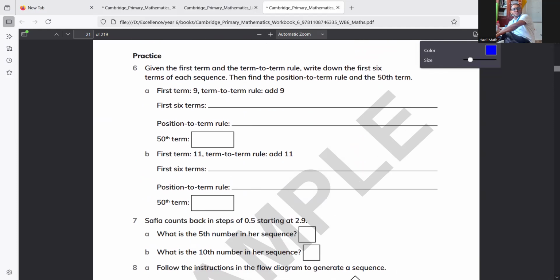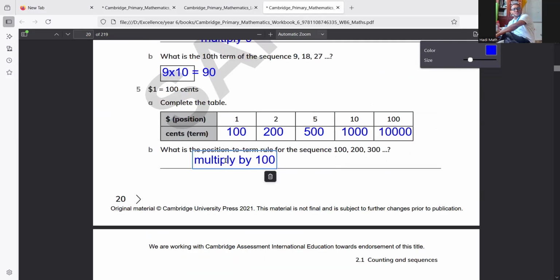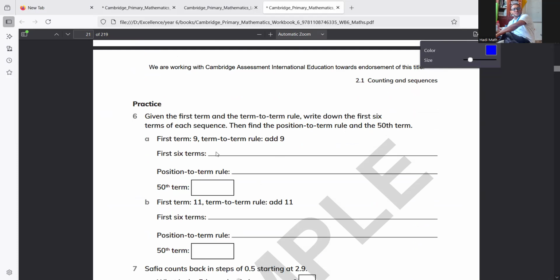Let's go. We say given the first term and the term to term rule, write down the first 6 terms of each sequence and find the position to term rule in each sequence and the 50th term. Let's go with this one. The first term is 9. We write the first term is 9. And the term to term rule is adding 9. So 9 is going to be 18.